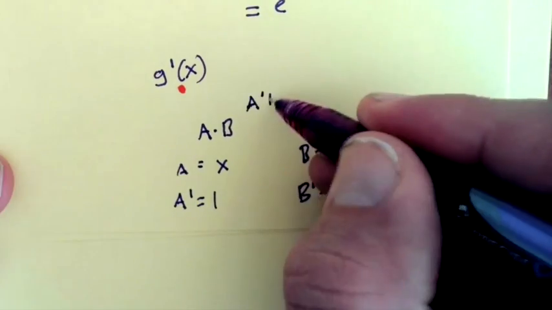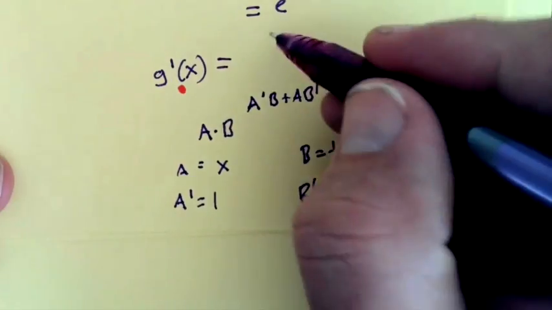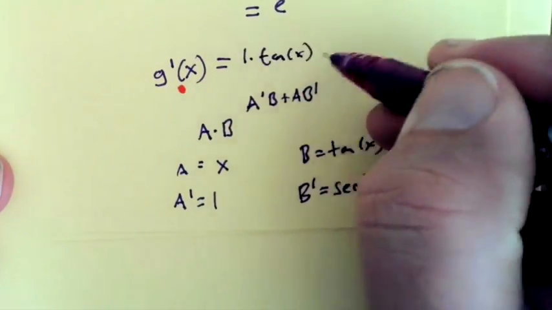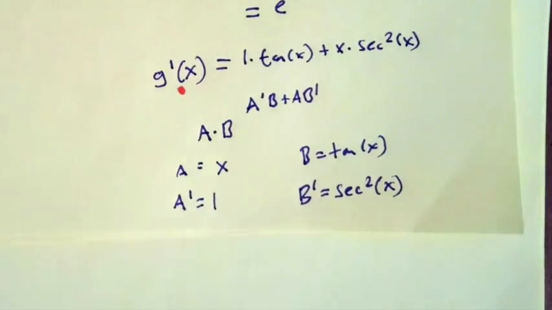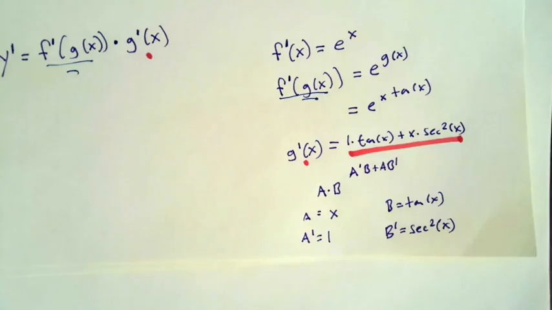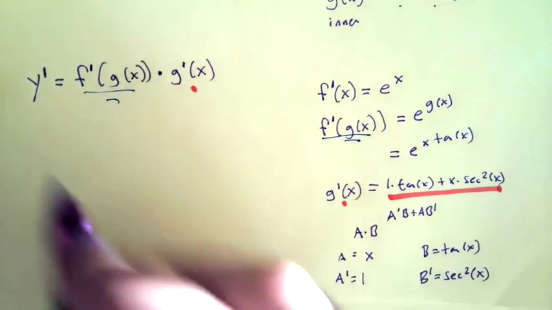And I do my a prime b plus ab prime pattern, and g prime of x is equal to 1 times tan of x plus x times secant squared of x. So this whole thing is my g prime of x. Now, I'm just going to go and plug in the pieces where they go. I have both pieces that I need.